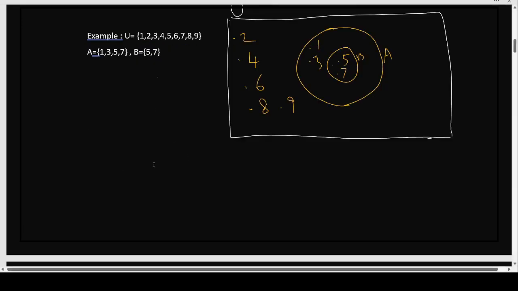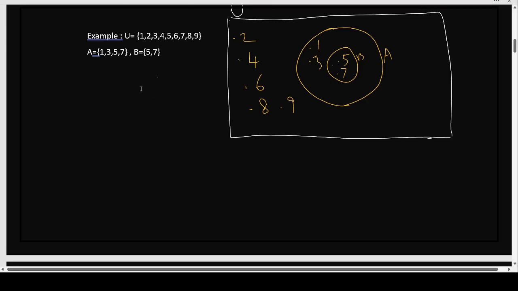We'll take another example. Here is another universal set, 1 to 9. Two subsets are there: A is 1, 3, 5, 7 and B is 5, 7. These 1, 3, 5, 7 are also present in this universal set, and 5, 7 are also present in this universal set. Did you observe that 5, 7 are also present in subset A? So how do you represent this in a Venn diagram? First, we will draw the rectangle to represent the universal set. In that, you have to write all the elements.